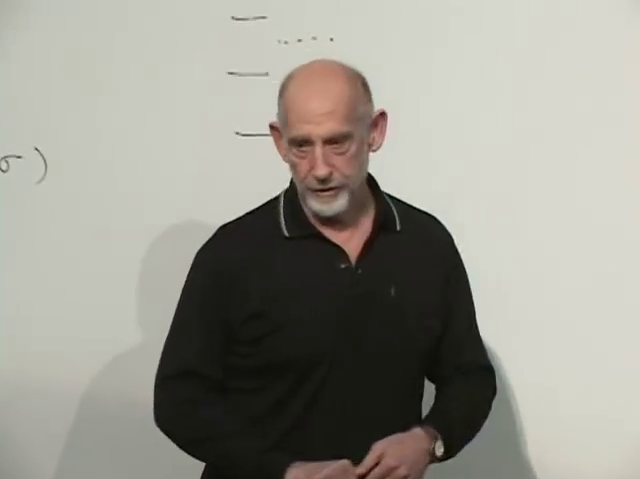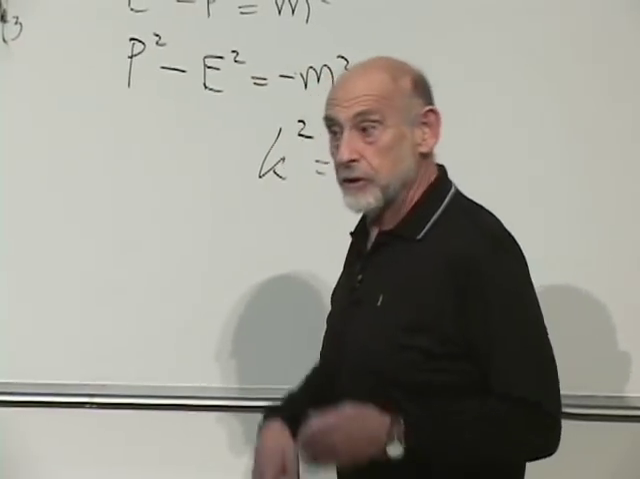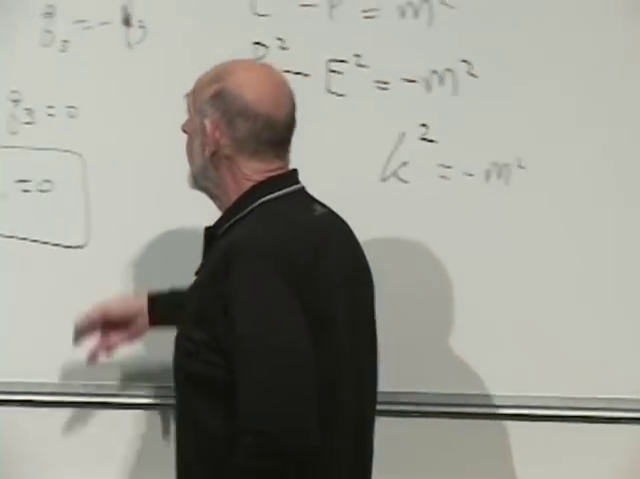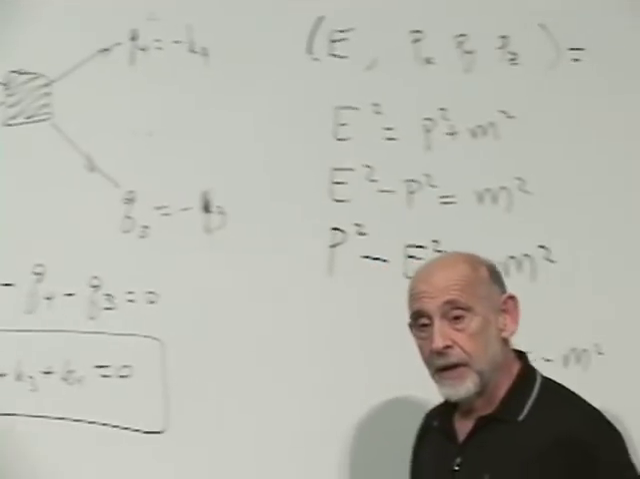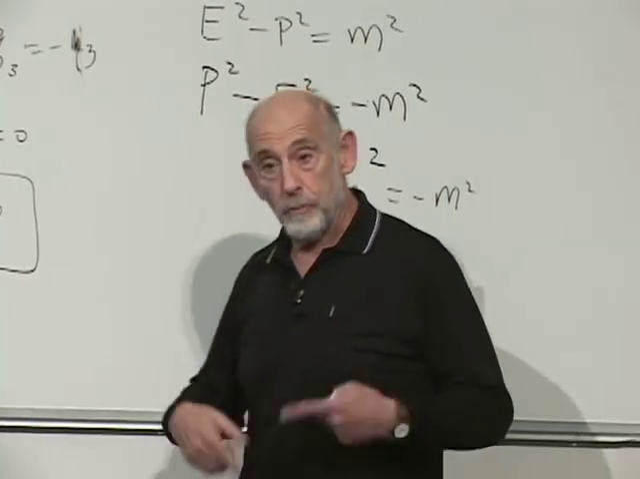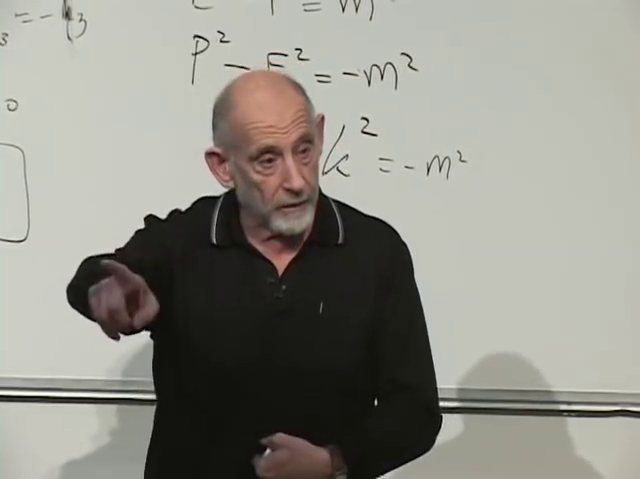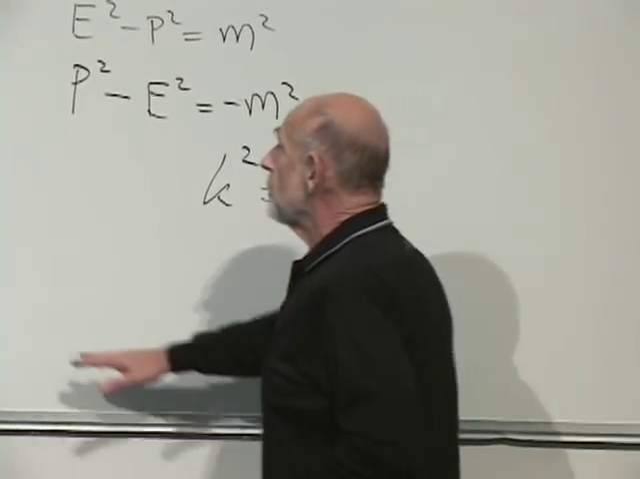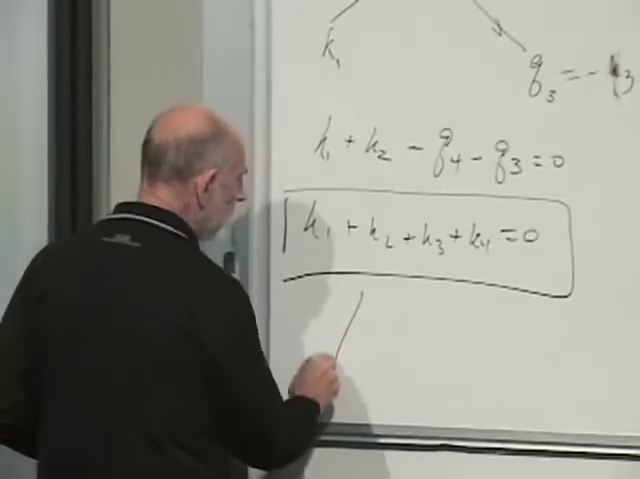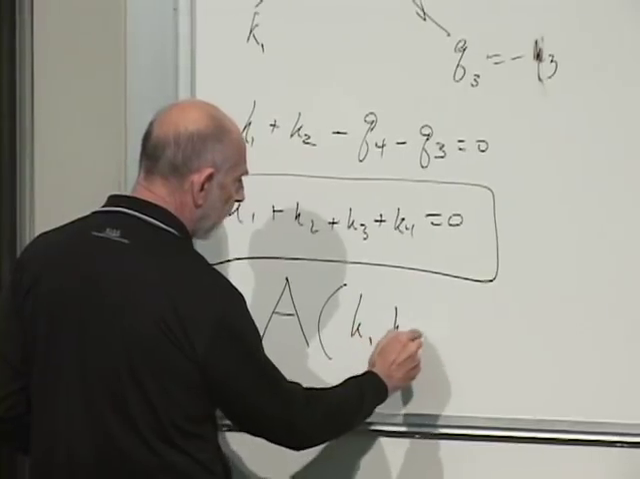The question that a physicist would ask about this collision is, what is the amplitude? What is the probability? The amplitude is the complex number that you square to find the probability for that collision. But the probability for the collision is a function of the momenta of the incoming particles and of the outgoing particles. So it's a function of the k's. Let's call that amplitude A, the thing that you square, and it's a function of k1, k2, k3, k4.